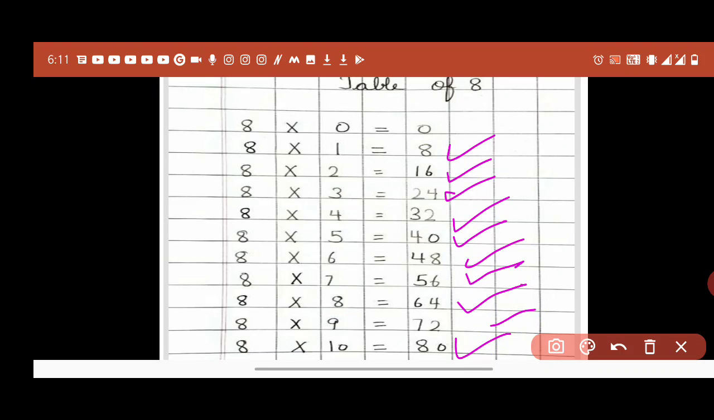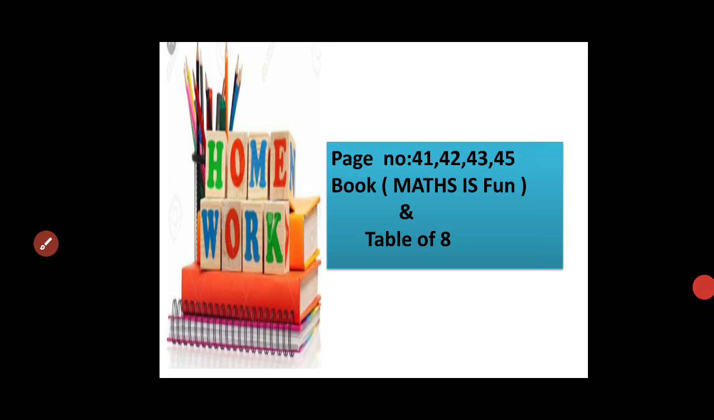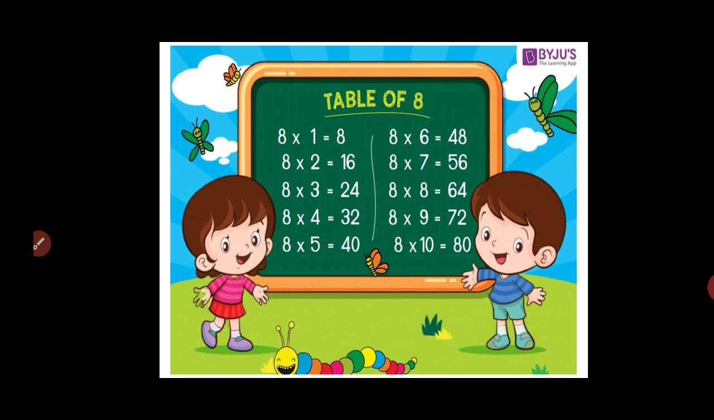Isn't it easy, children? So you have to write this table of 8 in your notebook neatly along with the pages mentioned here. What are the pages? Page 41, 42, 43 and 45 of which book? Maths is Fun. Okay, children?